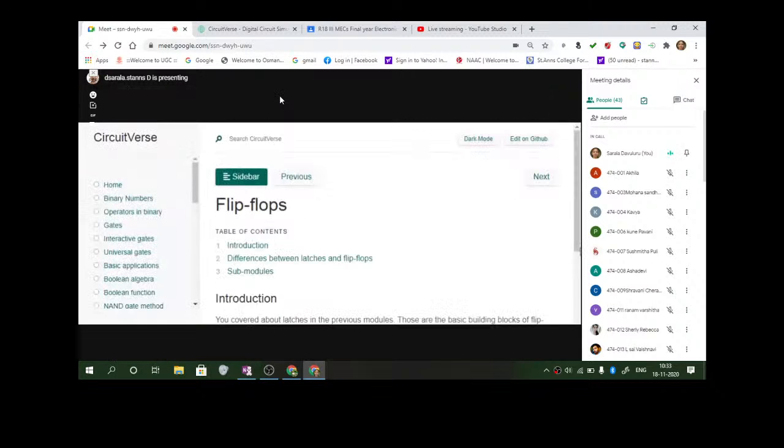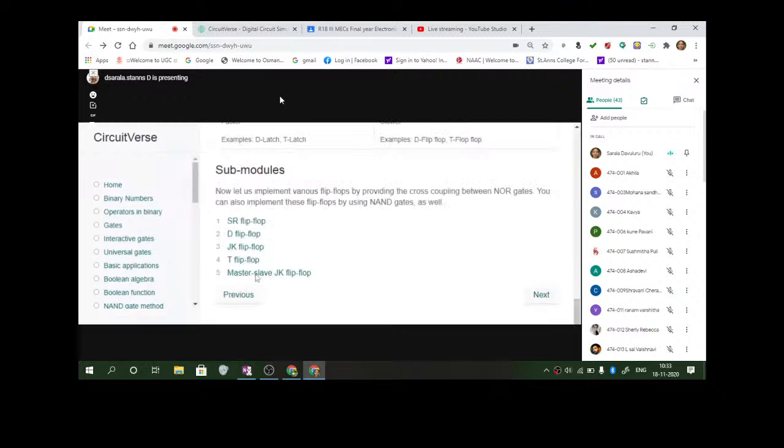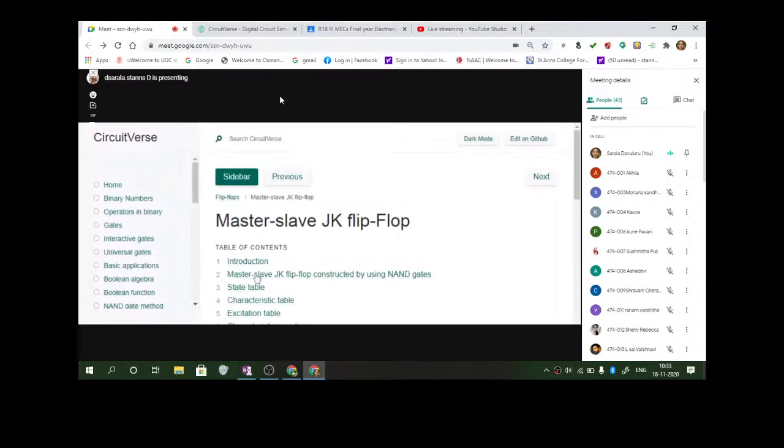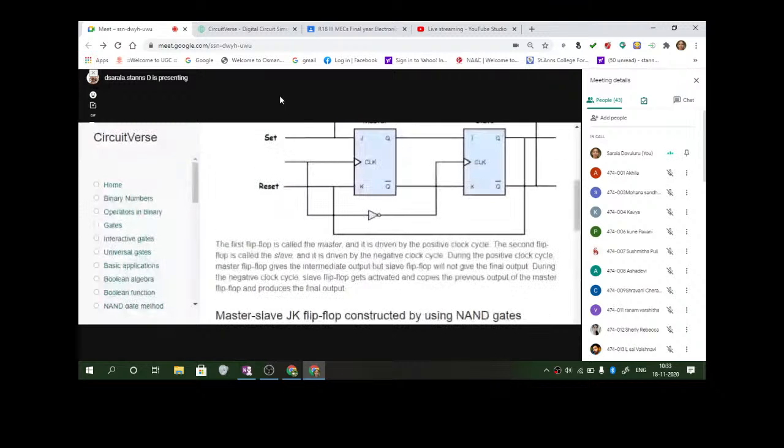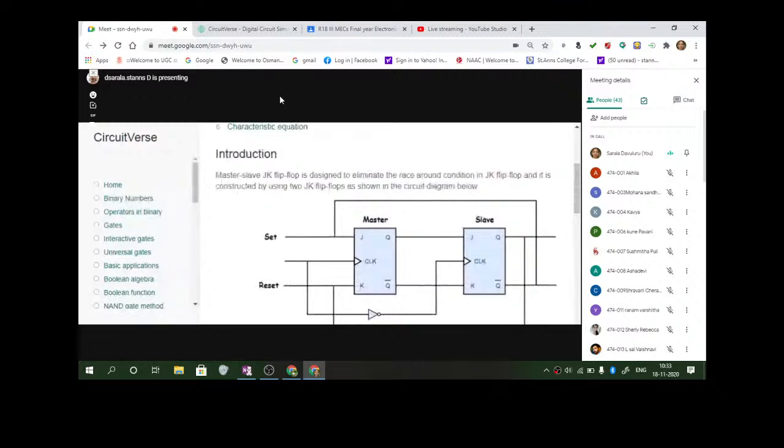Then you will be talking about the master slave flip-flop. Yesterday we discussed the SR flip-flop. Today we are discussing the D flip-flop, the T flip-flop we have seen. Now this is a JK flip-flop. It can be constructed using NAND or NOR. And what you have here is nothing but a cascading of two JK flip-flops, as you can see in the figure. One is called the master, the other one is called the slave. This we have already discussed. So now let us see its working and its simulation.